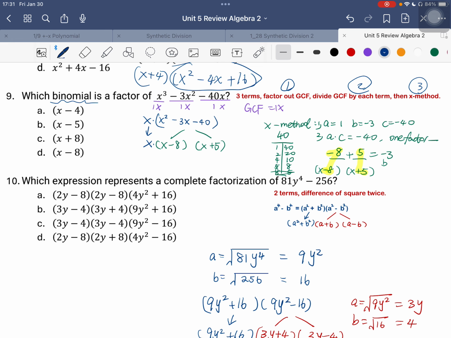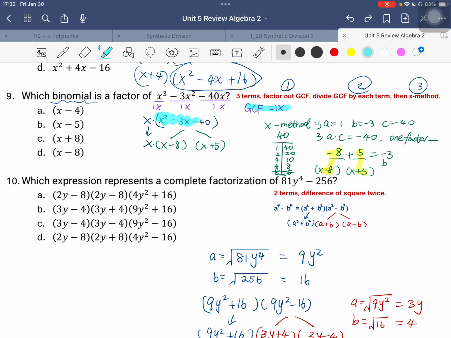Find the GCF first. For this GCF, do they share any number? 1. 1 is the biggest number they can all be divided by. And then the smallest exponent of the letter is 1, so X. 1X is the GCF. Then divide each term by X. I got x squared minus 3x minus 40. Okay, so the GCF X times the parentheses is the first step of my answer.